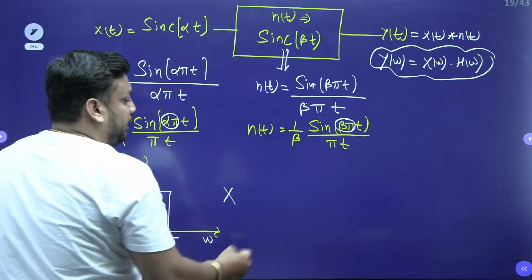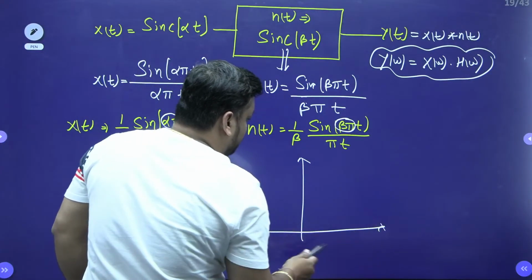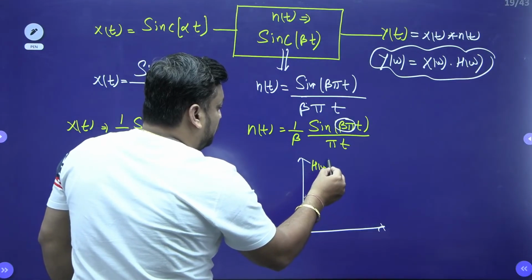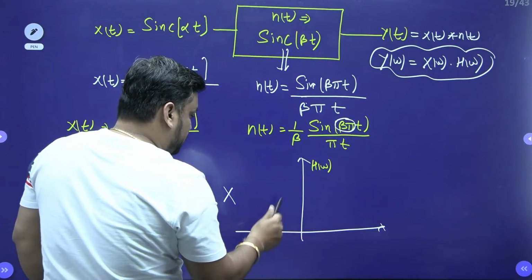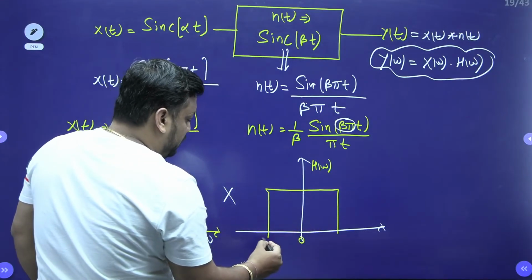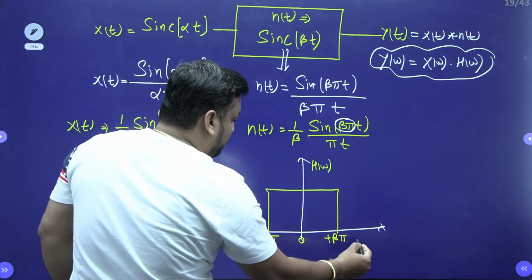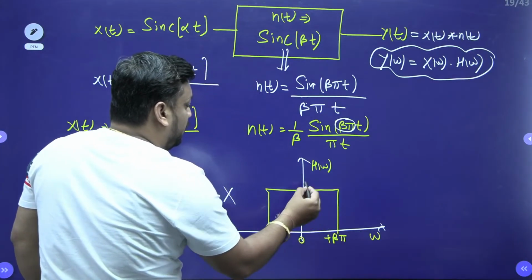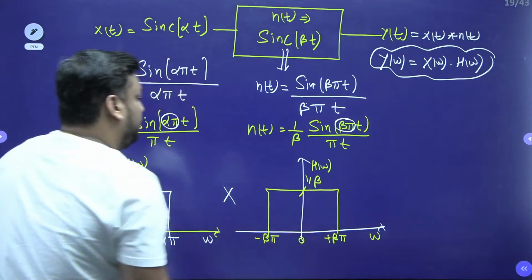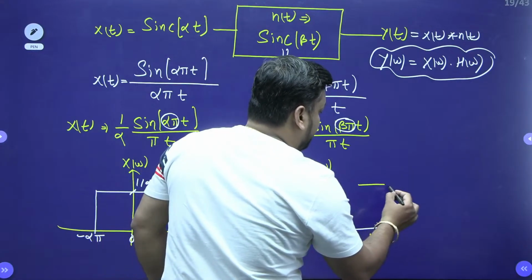You have to multiply now by H(omega). Now tell me how H(omega) will look, children. H(omega) will again look like a rectangular pulse, with duration from minus beta pi to plus beta pi with respect to omega, and the magnitude is 1 upon beta. So when you multiply these two signals, what final signal will you get?